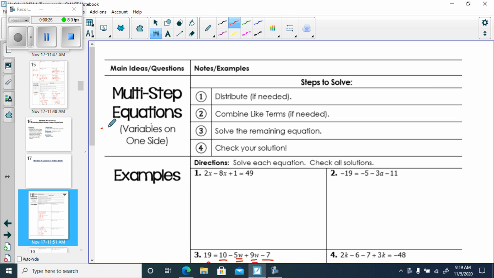Let's start with this first one right here, number 1. Let's put in our line down the equal sign, just like we've been doing. Now, we look at both sides and we see if they're as simple as they can be. 49 is, but here I've got 2x minus 8x. Can I combine those like terms because we've got x's here? These are our variables. This is our numbers. I could combine these variables. 2x minus 8x would give me negative 6x plus 1 is equal to 49.